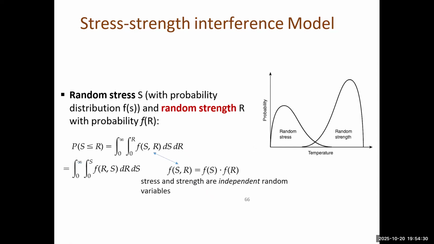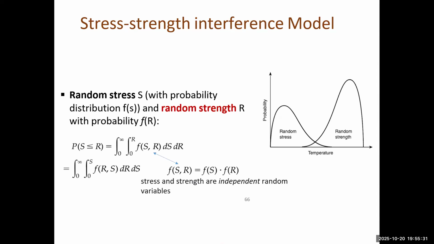We have the random stress S, and we also have a random strength. For the random strength, we can use the probability function Fr to represent its probability distribution. So what will be our reliability? We want to know that the stress S is less than strength R, but both of these are randomly selected. So how can we get this probability? We must consider all possible pairs of S and R and sum up the probability of all pairs where S is less than R, right? This is what the double integral accomplishes.